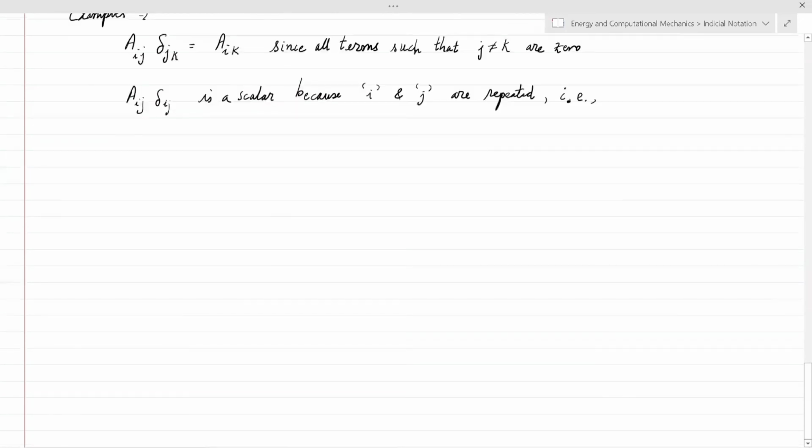I want to also talk about a_ij delta ij. This is an interesting one because in this case i and j are both repeated, so that's a double summation over i and over j. So this is a scalar quantity. There are no free indices here. It's completely scalar because i and j are repeated. Whereas above, you can see that i and k are free, so that's a second order tensor to start with.